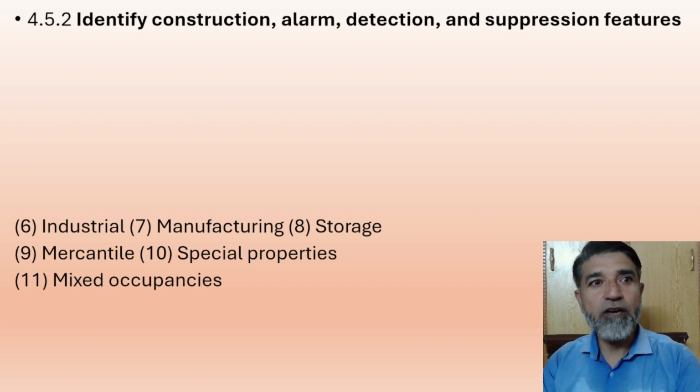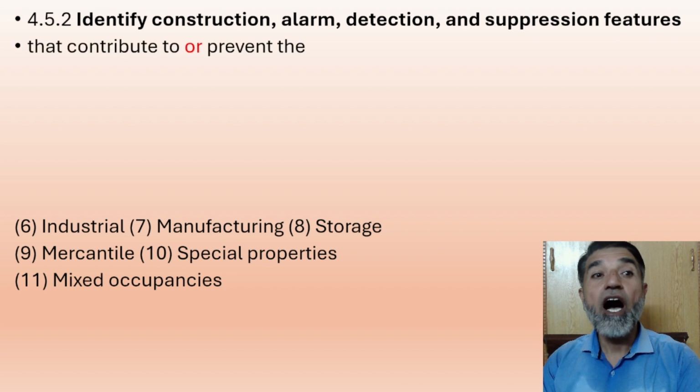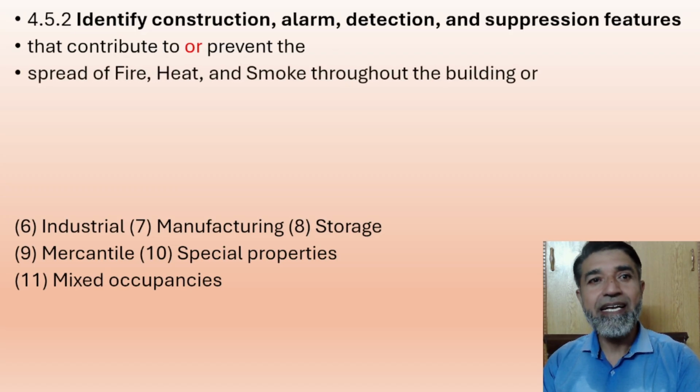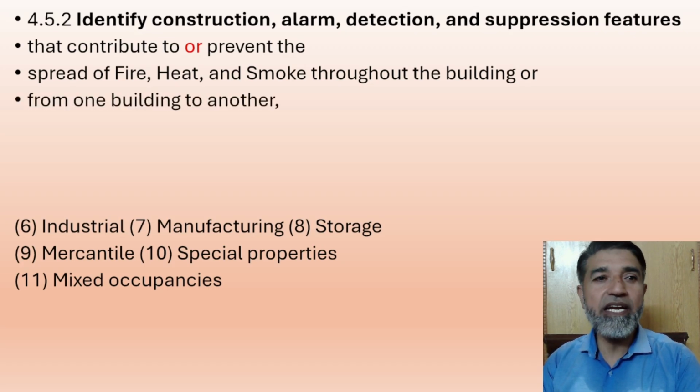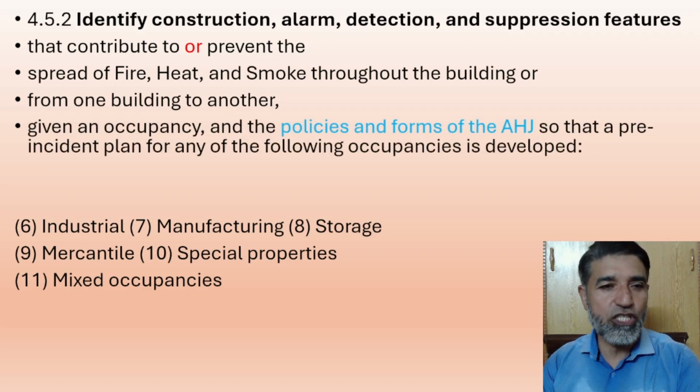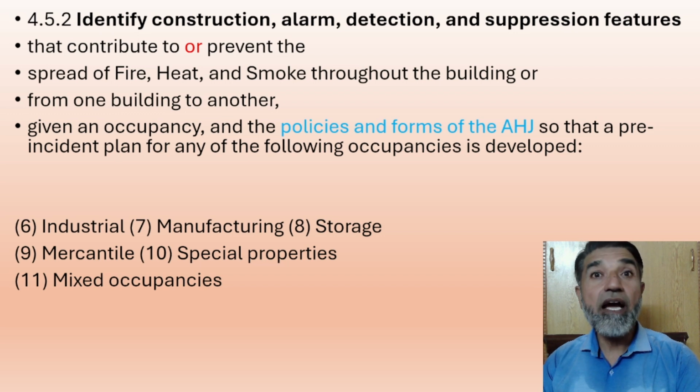Next is 4.5.2. Identify construction, alarm, detection and suppression features that contribute to or prevent the spread of fire, heat and smoke throughout the building, and not only in one building, but also from one building to another building. Here we have to focus on the different safety features, different fire protection features, that a Fire Officer 1 must have knowledge of. Given occupancy means any occupancy, whether it is residential, industrial, educational, storage, or any special or temporary occupancy.